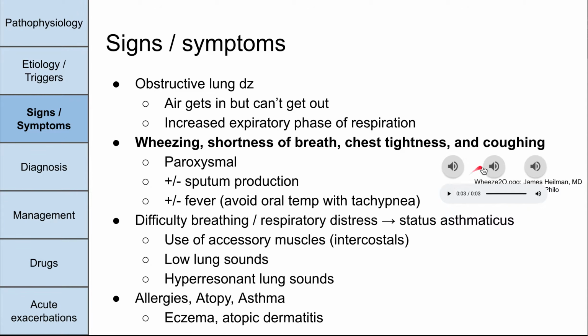So those are 2 wheezes. This is wheezing, I think, with a bit of coughing. This last sound clip is what wheezing would sound like under a stethoscope.